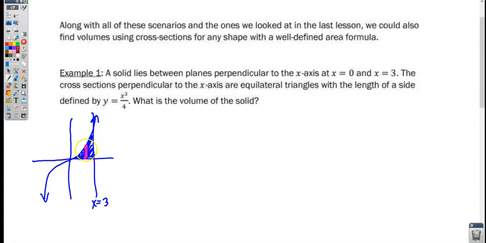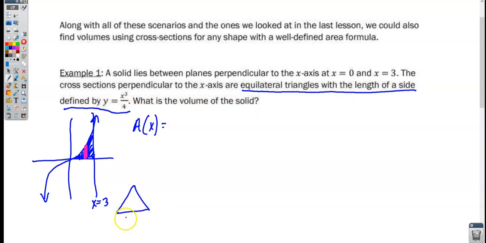Our slice goes from the curve y equals x cubed over 4 to the axis here. So that's our side length. And so now we need to set up our area formula here. We're told that this is an equilateral triangle with the length of a side defined by this. So our solid actually is an equilateral triangle where the length of the side is that.